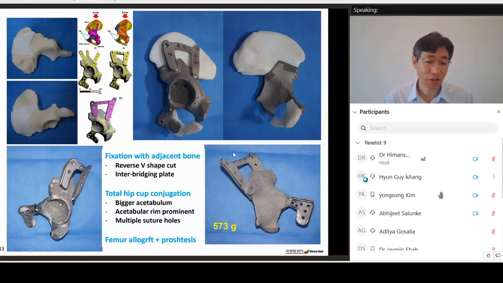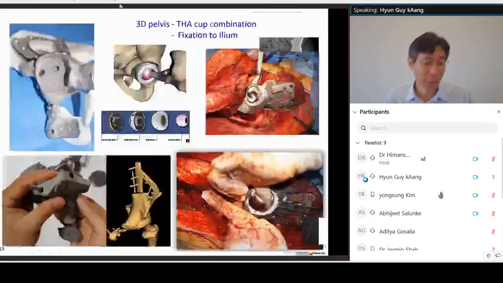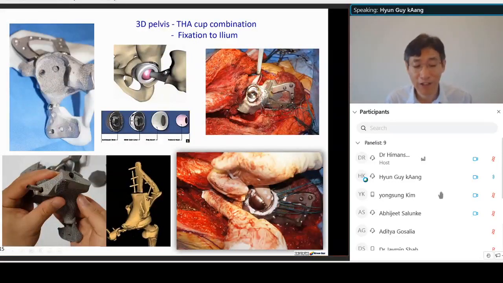There are many considerations to optimize the 3D printing output for each patient. Fixation with ilium, total hip cup conjugation, and so on. This is a 3D printed pelvis hybrid with the total hip prosthesis and femoral allograft. In this first pelvic case, I realized the difficulty of covering the acetabulum in a small operation field, and it was also time consuming to connect with the iliac bone using a long screw.